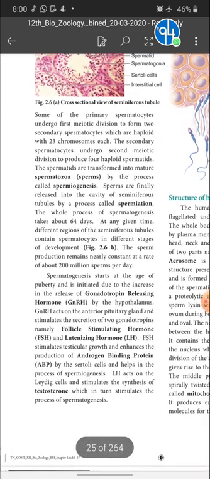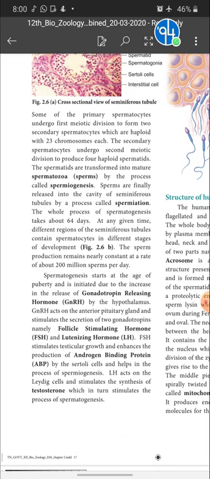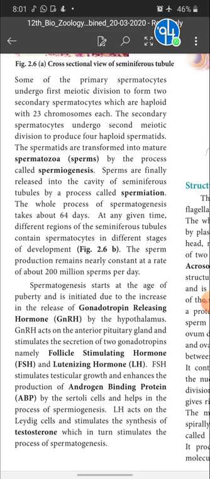Some of the, not all the primary spermatocytes. Some of the spermatogonia undergo mitotic cell division and produce primary spermatocytes. Okay, we will clear. Next, what is the next sequence of this spermatogenesis? Some of the primary spermatocytes undergo first meiotic division to form two secondary spermatocytes, which are haploid with 23 chromosomes each. The secondary spermatocytes undergo second meiotic division to produce 4 haploid spermatids.